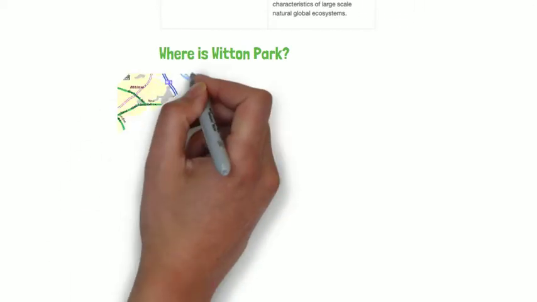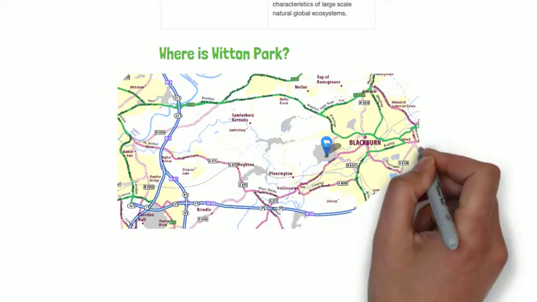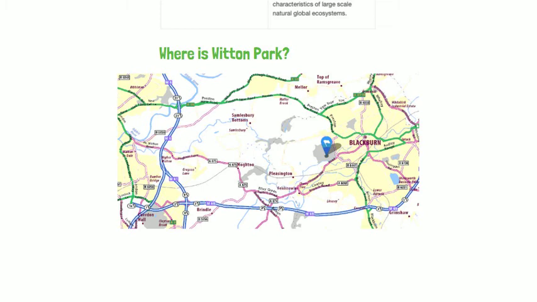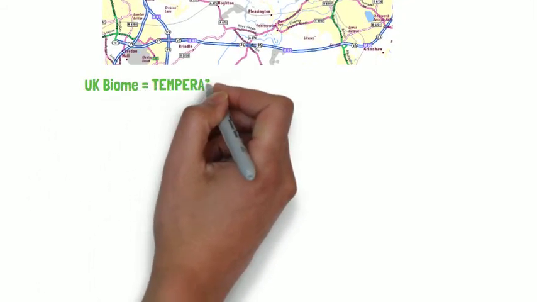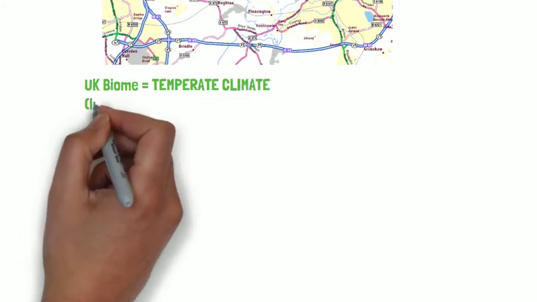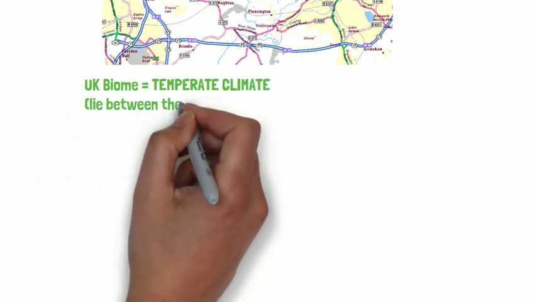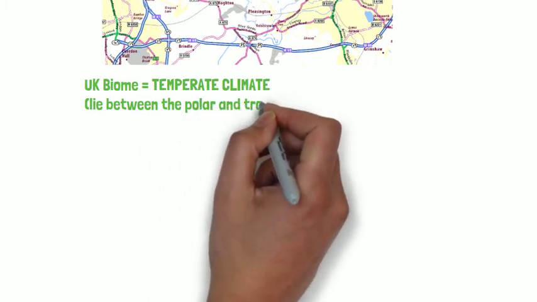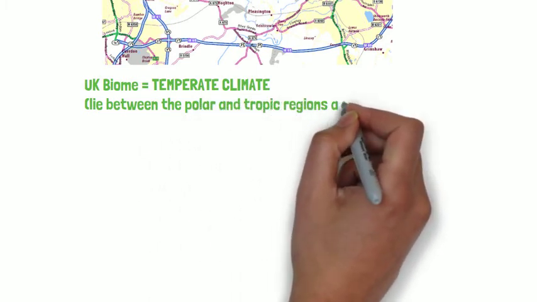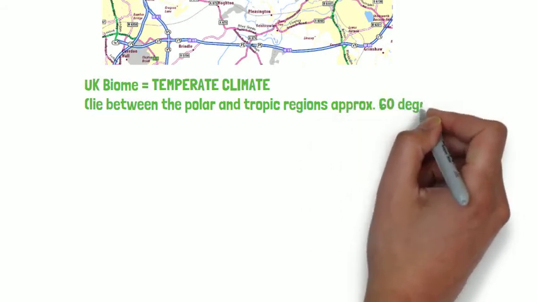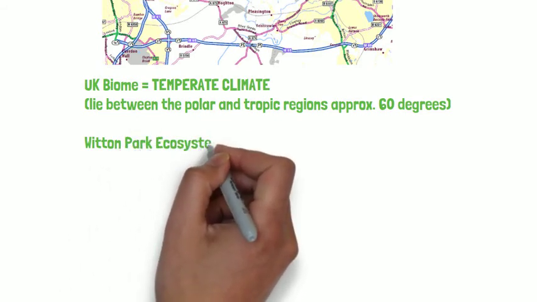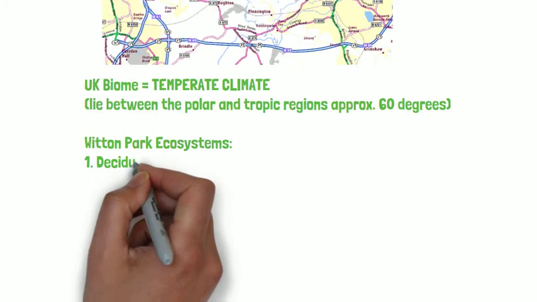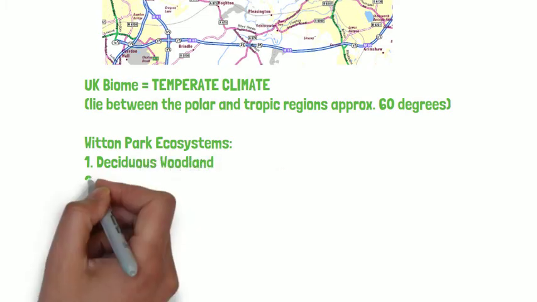So first of all, looking at our example, where is Witton Park? So Witton Park is located to the west of Blackburn town, and obviously Blackburn is in Lancashire, northwest of the UK. So the UK's biome is what we call a temperate climate. So this means that it lies between the polar and the tropic regions at approximately 60 degrees. So we are a temperate climate, which means we have seasons, we have relatively warmish summers, and quite moderate winters.